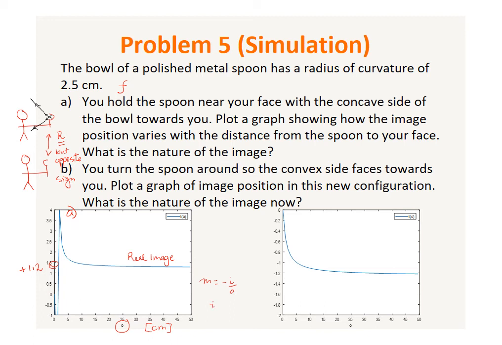The magnification of that image, well, we know that magnification goes with the ratio of the image to object distances. And we can see here that the image distance is going to be rather less than the object distance. So we're going to have a demagnified image. Now, in the second situation, we have minus 1.2 centimeters is now the distance of our image away from the spoon. So this is a virtual image.